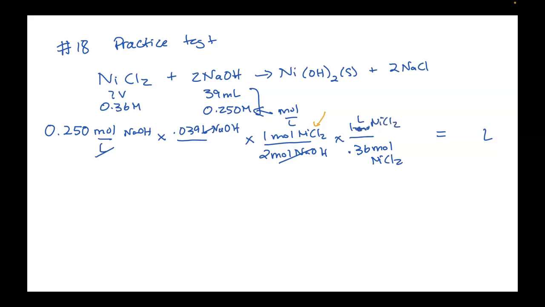And when you multiply all of that out, it's 0.25 times 0.039 divided by 2 divided by 0.36, I get 1.35 times 10 to the minus 2 liters. Multiply that by 1,000 to get milliliters, and I need 13.5 milliliters of nickel(II) chloride.